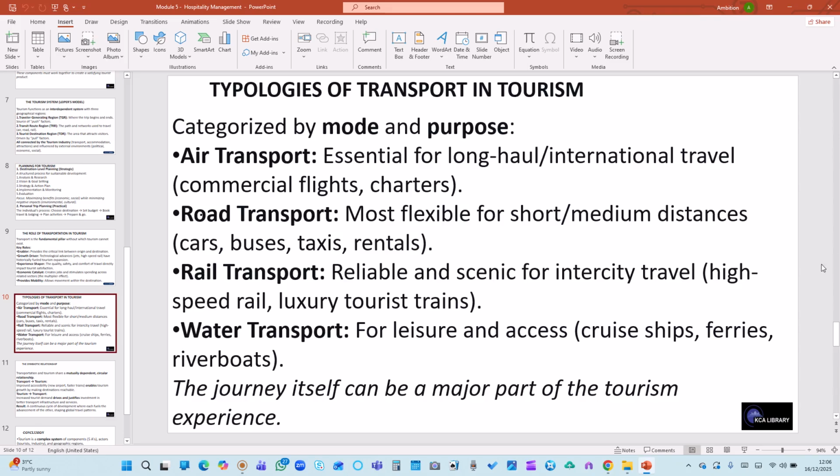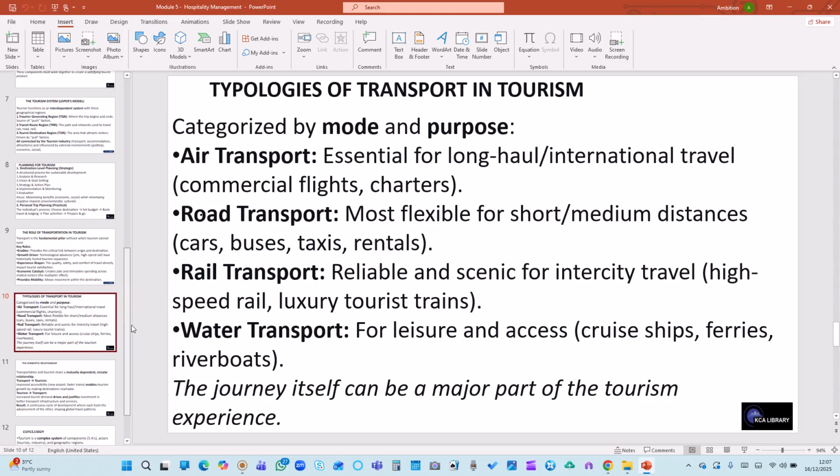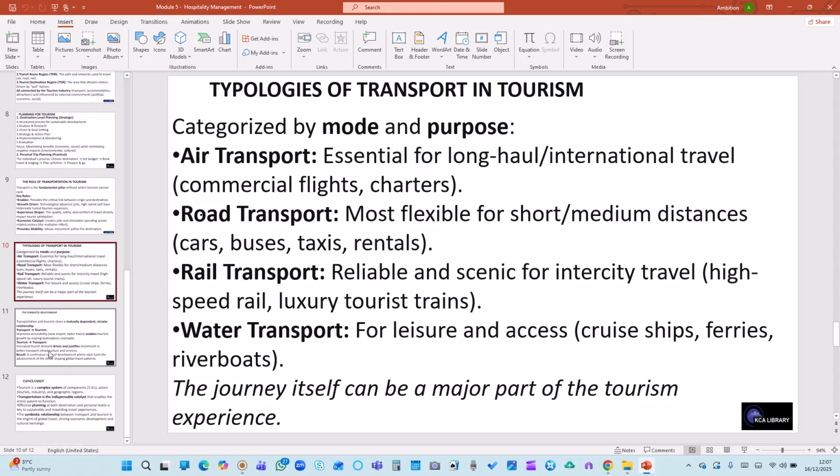Then we have railway transport, reliable and scenic for intercity travel. High speed rail and luxury tourist trains are examples. Then we have water transport for leisure and access. Examples like cruise ships, ferries and riverboats are used in this type of tourism. The journey itself can be a major part of the tourism experience. So these are the typologies of transportation that can facilitate tourism.